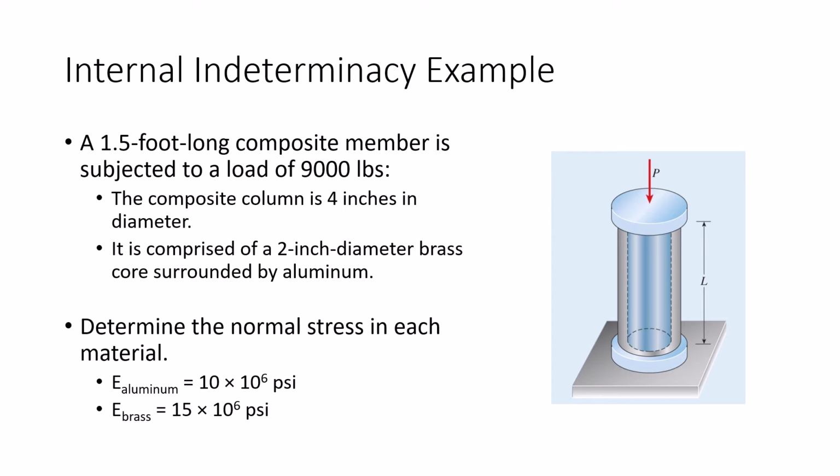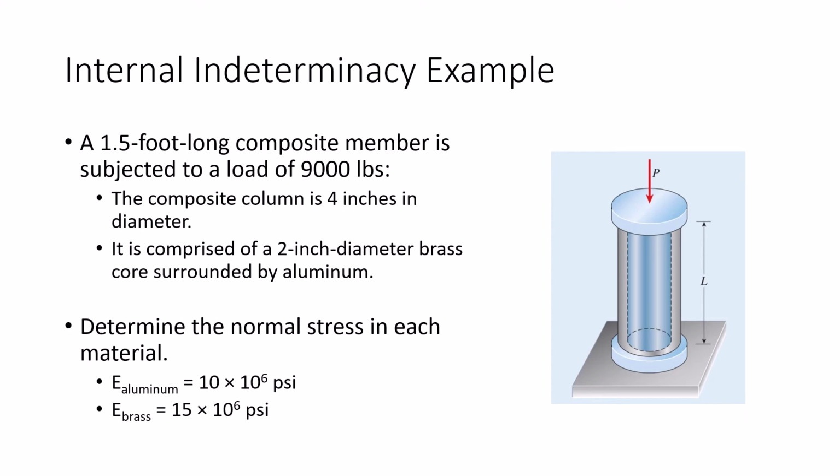Okay? So there's 2 different materials. And what I'm going to do is apply a 9,000-pound load to this column. And the question is, how much load goes to the aluminum? How much load goes to the brass? It's not just half and half. You have to do the analysis.